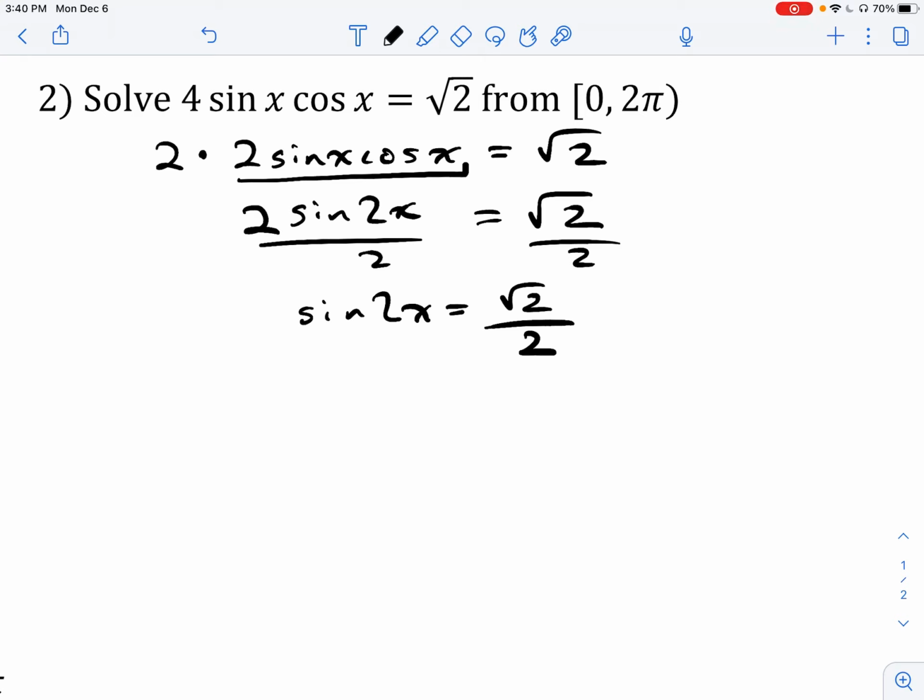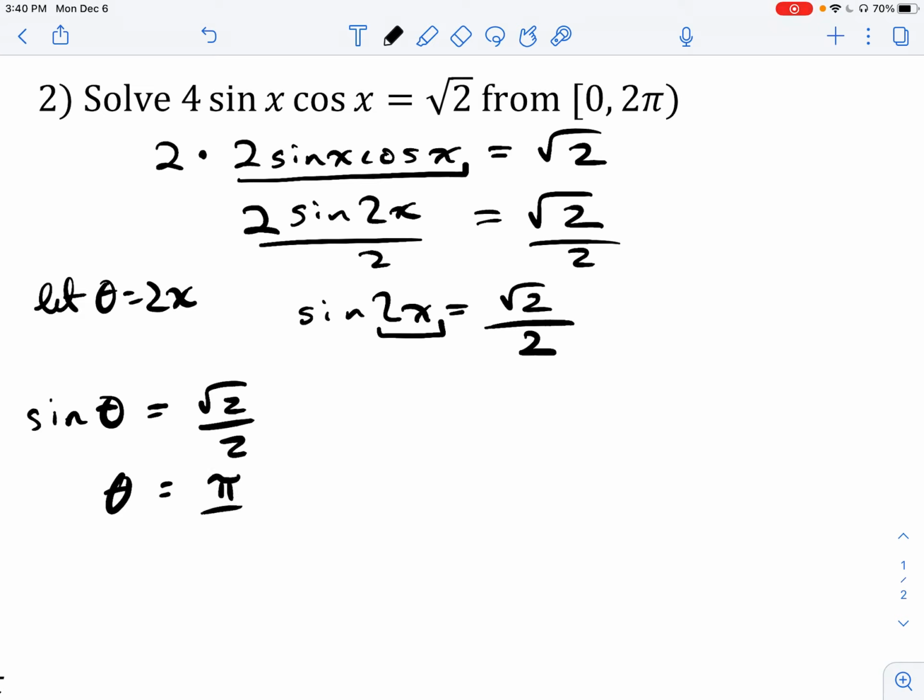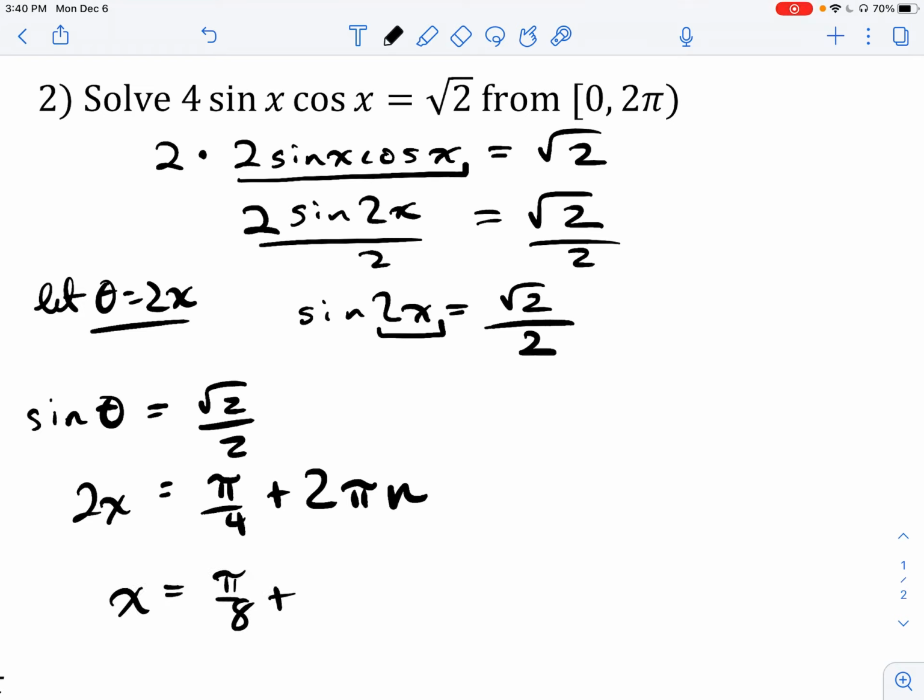Okay, so we're actually thinking of what values, if we said let theta be equal to 2x, we can say sine of theta is equal to root 2 over 2, which means theta is equal to pi over 4 plus all of its coterminal angles. And then we can replace that theta with what we said theta was equal to, 2x. And then we say x is equal to pi over 8 plus pi n.